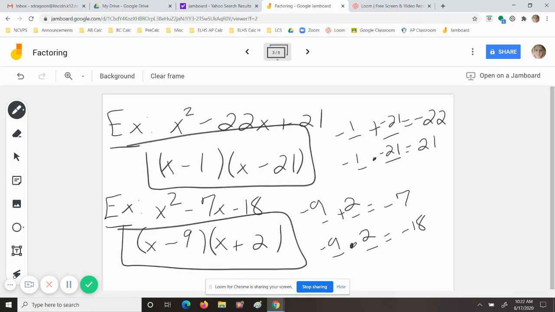Now, another thing to note, it does not matter which order you have these in. So that last one we could have written as x plus 2 times x minus 9, and that would have been completely fine. It does not matter which order as long as you have the correct signs with them. Okay? All right. So those are pretty easy.